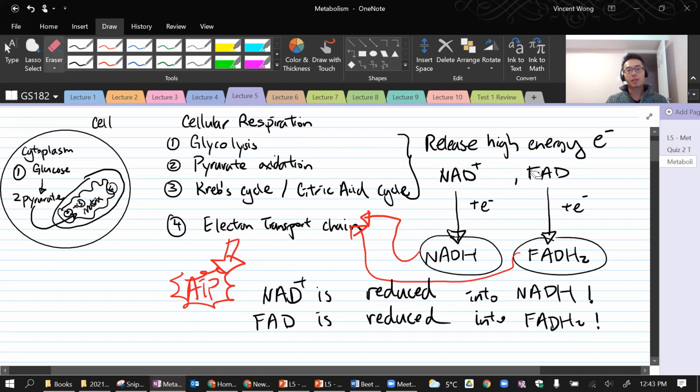So the NAD plus and FAD, they're like Uber. They're like taxis. They pick up passengers, drive them to the airport or something, and then they will go back, pick up more passengers, and drive them to the airport, back and forth all day long. Does that make sense? Any questions before we move on?